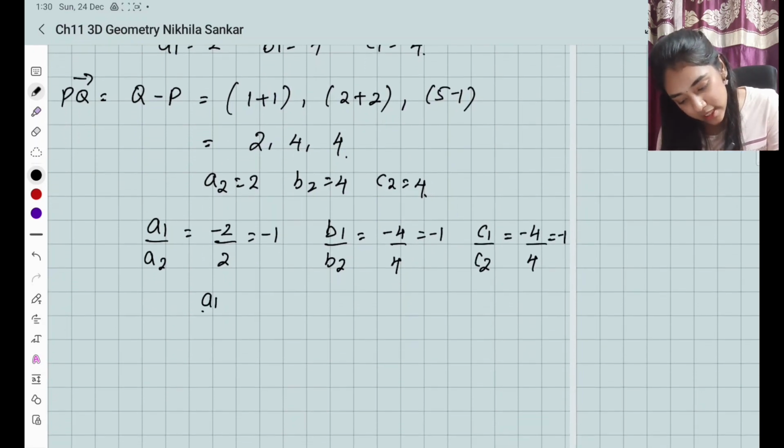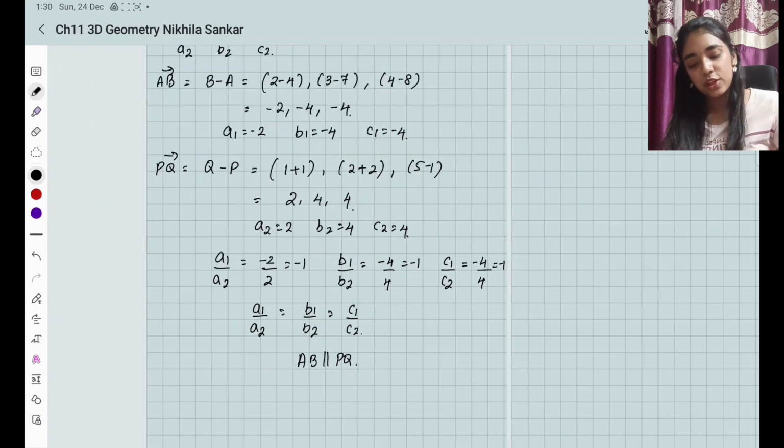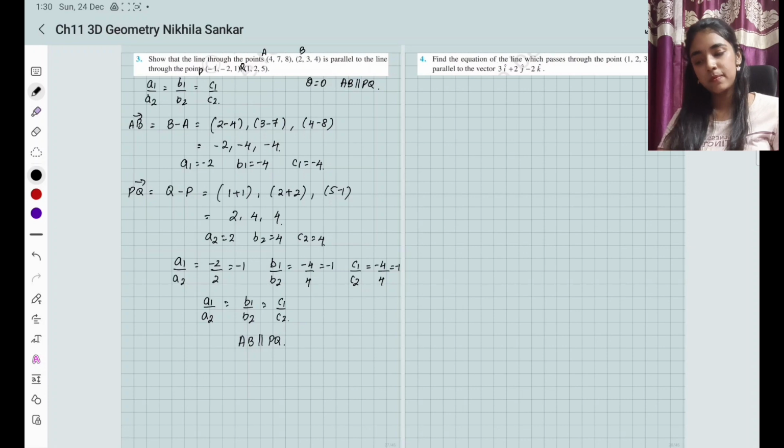So இதில் என்ன தெரியுது? A1 by A2 equals B1 by B2 equals C1 divided by C2. Hence, AB is going to be parallel to PQ. Okay? புரிஞ்சுதா? Please copy.